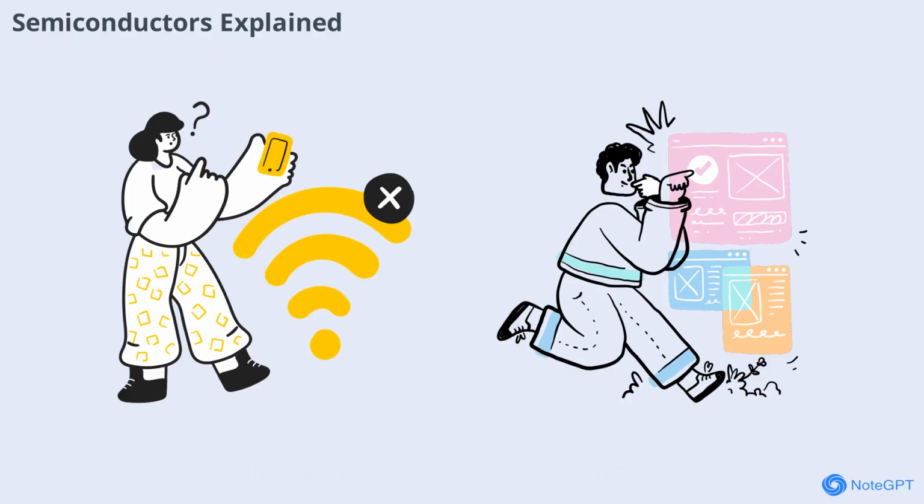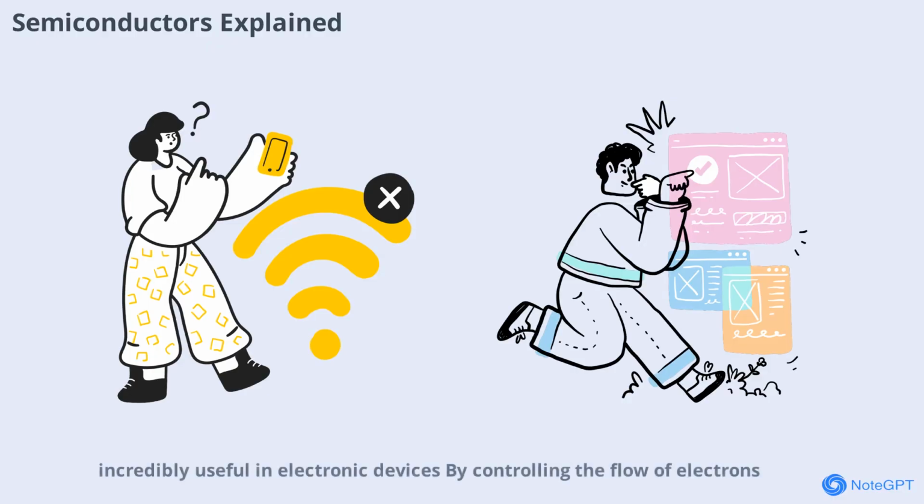This unique property makes semiconductors incredibly useful in electronic devices. By controlling the flow of electrons, we can create switches, amplifiers, and other essential components found in computers, smartphones, and solar cells. The band gap is what makes all this possible, acting as a gatekeeper for electrical conductivity.